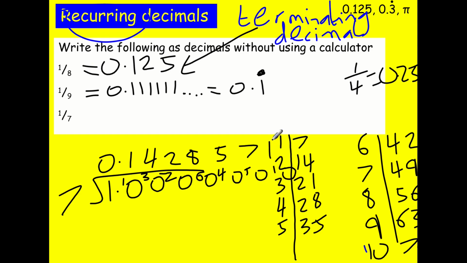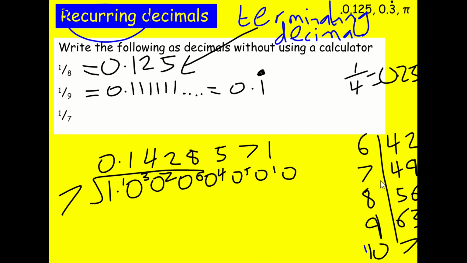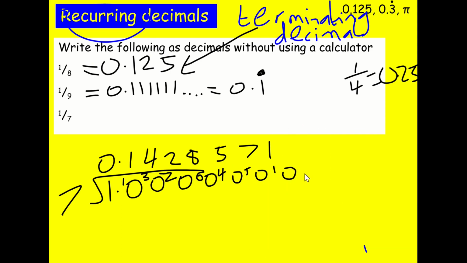And you can see at this point, because I've got a 1 here and a 1 here, actually the pattern is now gonna carry on. If I just remove these, it must follow the same pattern and go 1, 4, 2, 8, 5, 7, 1, 4, and so on. This is another recurring decimal, and we can write it like so.